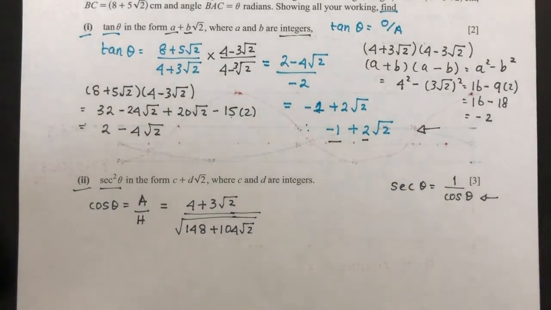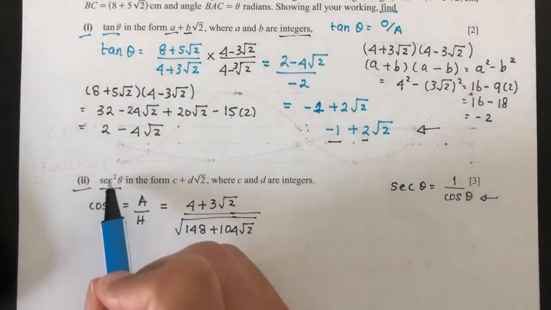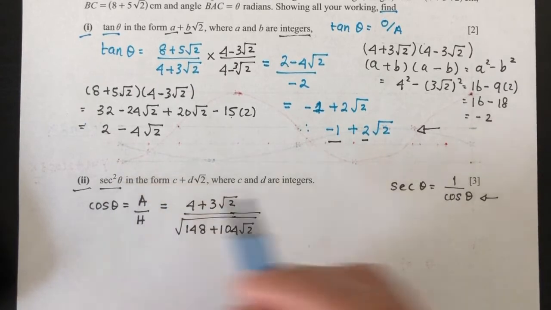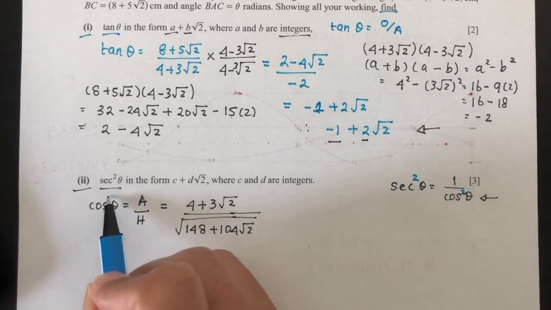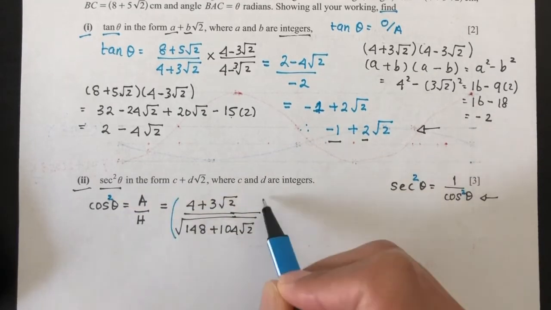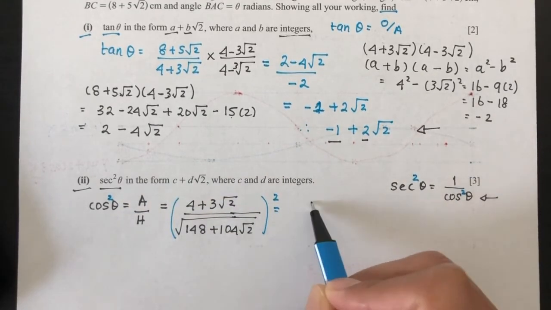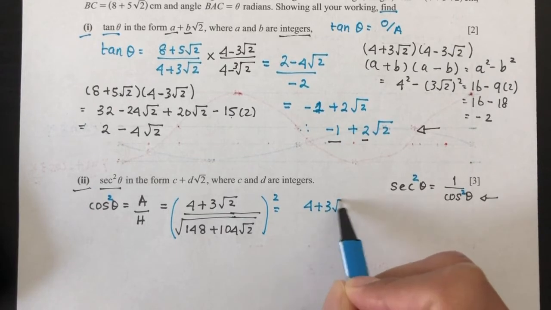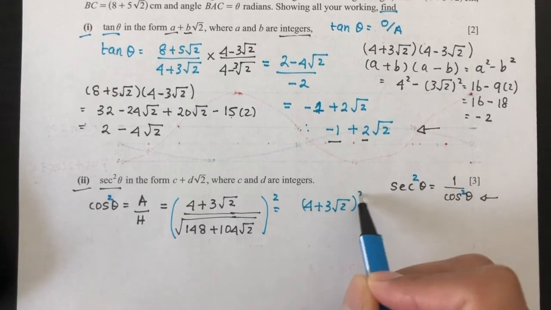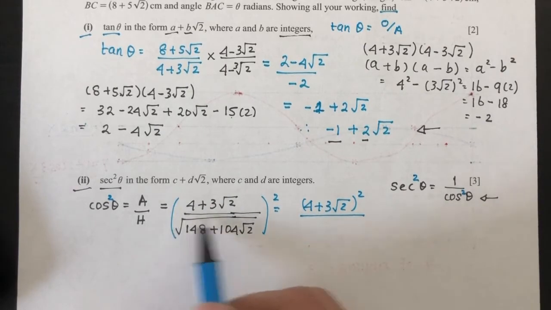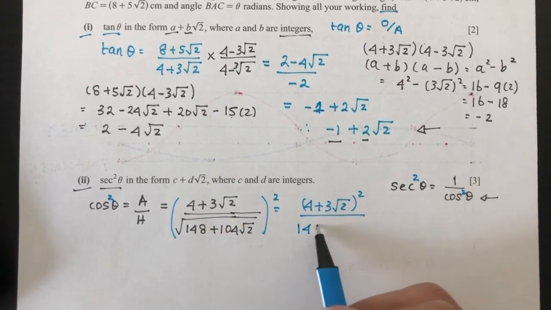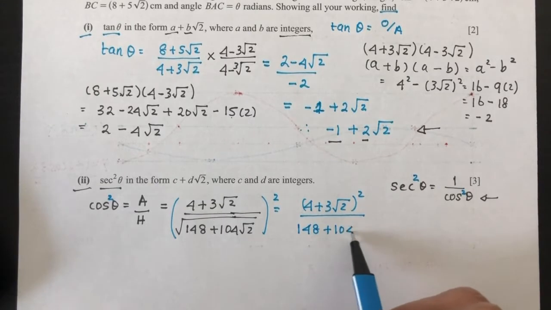Now next step, we have to find sec square theta. So we have to square this, and that has to be squared as well. It becomes 4 plus 3 root 2 square divided by, when you square a square root, it goes away, so you have this remaining at the bottom.